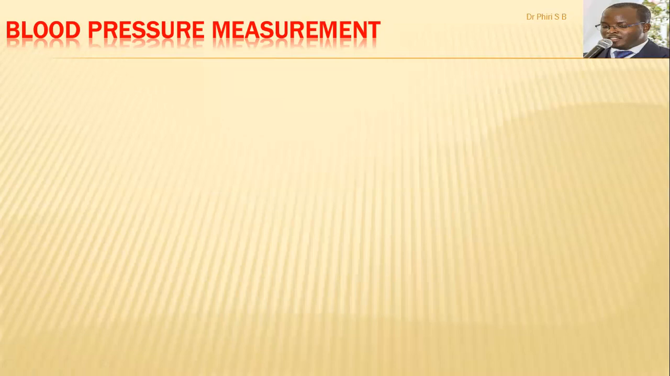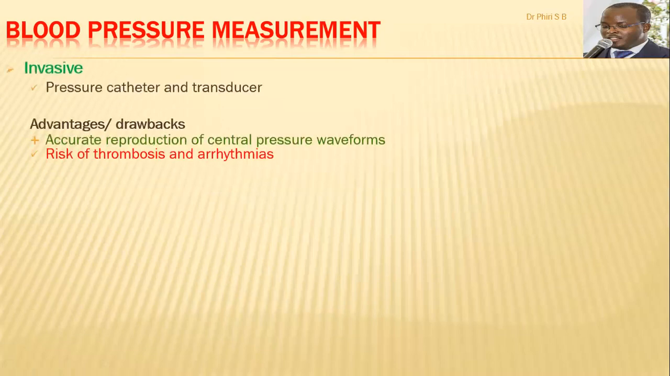There are two methods. You can have invasive and non-invasive. Invasive is whereby you use a pressure catheter or transducer, which is not good for a patient because it involves cutting and insertion of these catheters and transducers. Mainly the invasive is very accurate and it can provide central pressure waveforms. You're talking of the pressure in those large arteries that are closer to the heart, because this is where you put your transducer or your catheter. So it's very accurate, but it's invasive, so it's not very good for the patient.